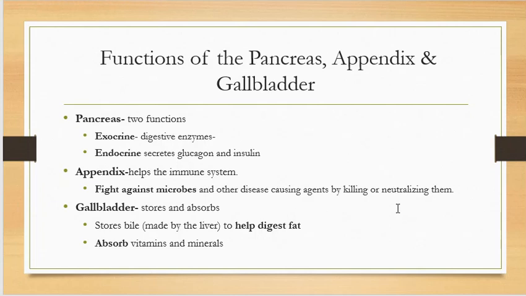So the pancreas has two functions, exocrine and endocrine functions. And then the appendix helps us with our immune system. It helps fight against microbes and other disease-causing agents by killing them and neutralizing them. The gallbladder absorbs and stores bile and helps to digest fat, and it absorbs vitamins and minerals.